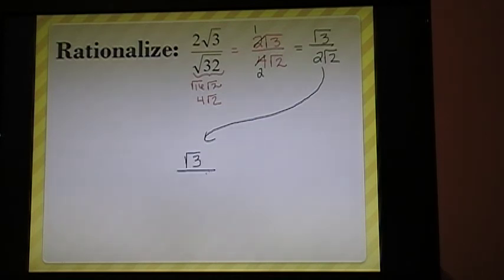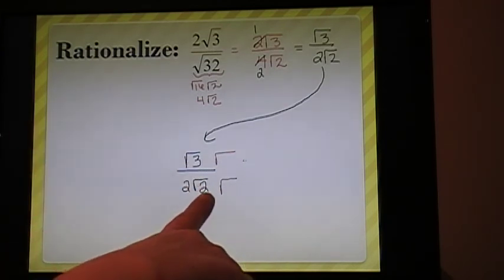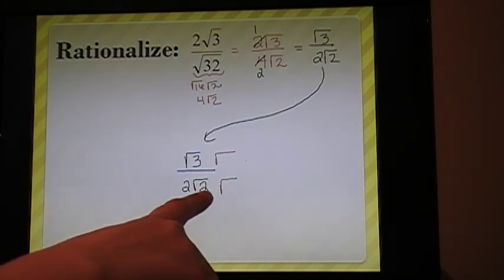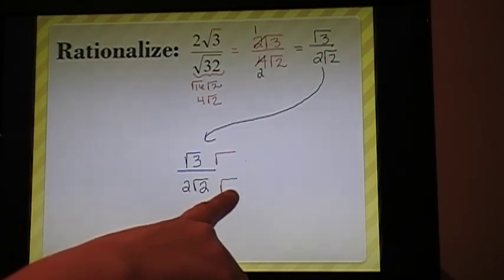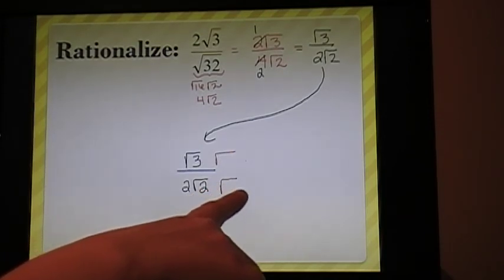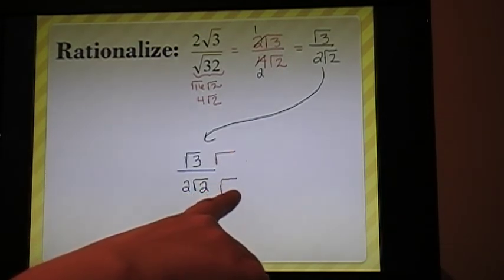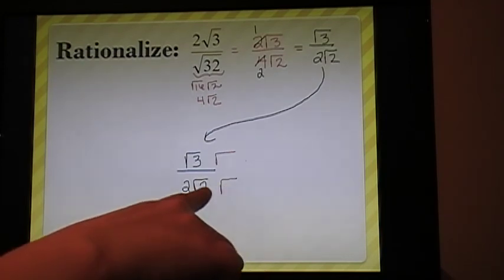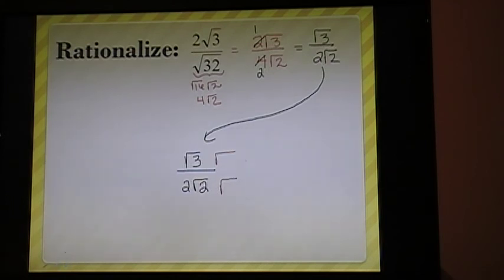So we've got the square root of 3 over 2 root 2. When I rationalize, I'm creating an equivalent fraction. To create an equivalent fraction, you have to multiply both numerator and denominator by the same thing. So I'm going to multiply them both by some square root. You want it to be that when you multiply this radicand by this radicand, you get a perfect square. So what can you multiply 2 by so that 2 times that number is a perfect square? The easiest thing would be to multiply 2 by itself, right? If you multiply any number by itself, you end up with a perfect square.